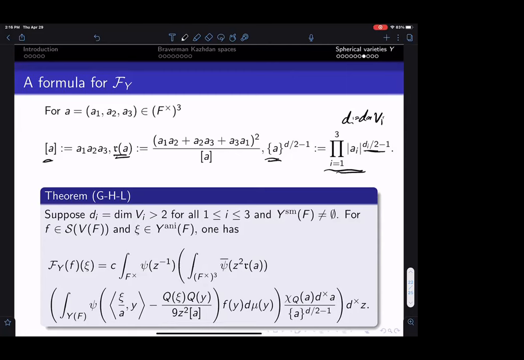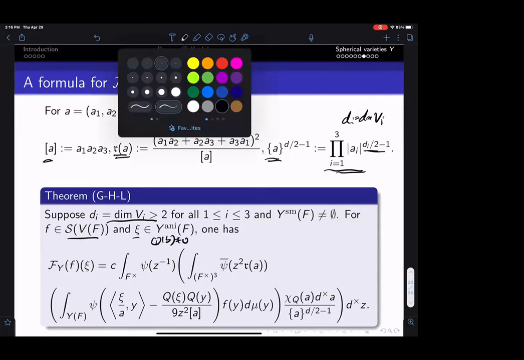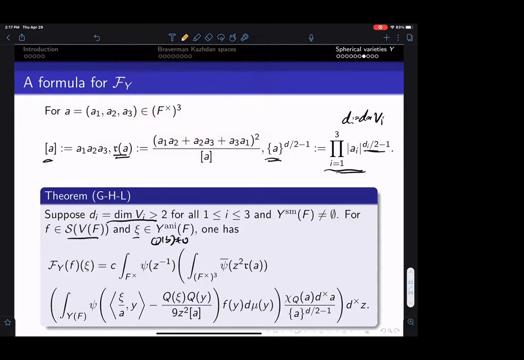And we show that under mild assumptions, that is d_i is at least 4, then for f, the restriction of the Schwartz functions, and c in the anisotropic locus, so Q(c) is not zero, we show that the formula can be written down as follows. It's a long formula, but if you break it down, first look at the inner one.